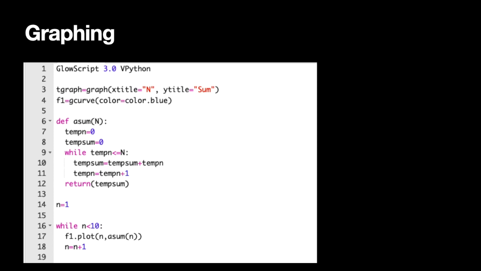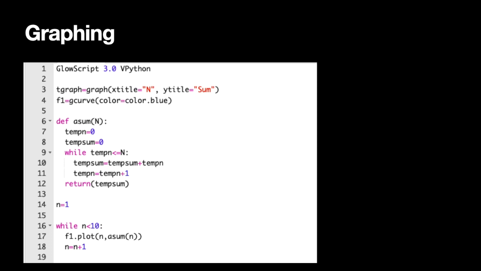So the first thing, in line 3, I have this object called a graph, and I assign it a name, which you don't even have to do, and I give it an X title, and I give it a Y title. Those can be whatever you want. I'm going to plot the sum of n for different values of n. The next, in line 4, I actually need the curve, the function that I'm going to plot. So here I give it a name, f1, for function 1. I don't know why I call that. And I can make the color of the line if I want. Here I'm going to make it blue.